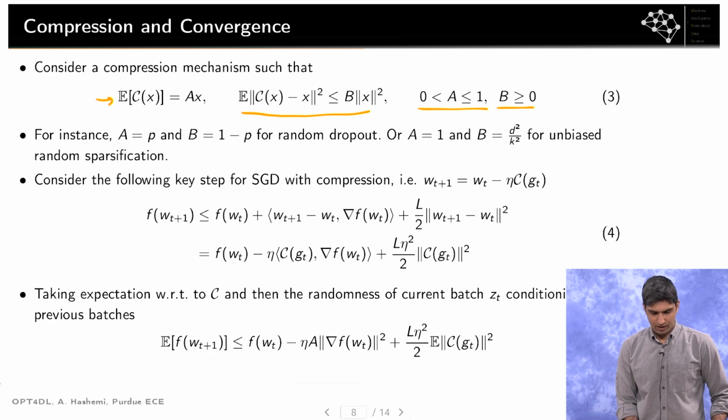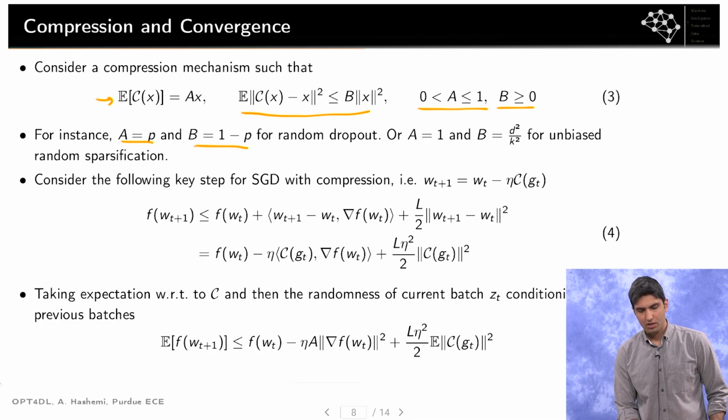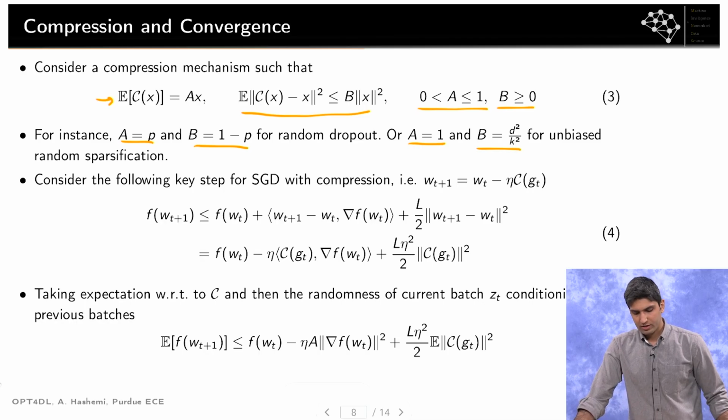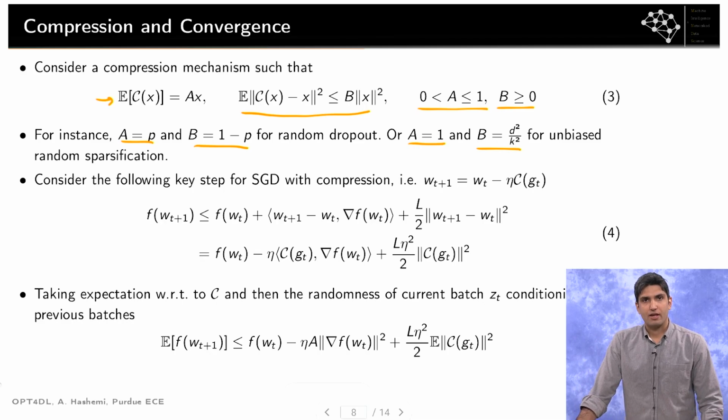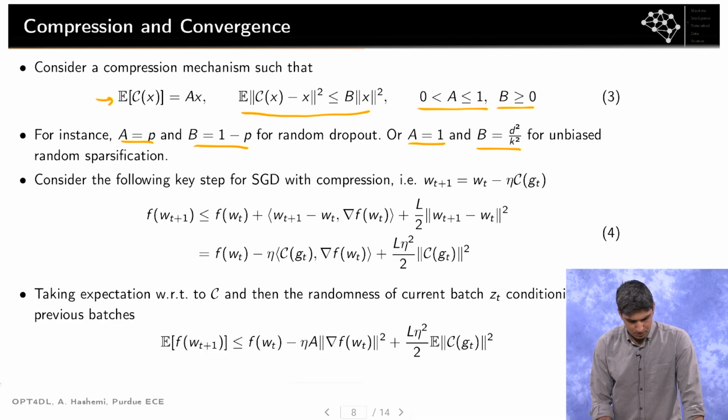For instance, if I let a be p and b be 1 minus p, I'll get back random dropout. Or if I let a be 1 and b be d squared divided by k squared, I'll get the unbiased random sparsification. All right, so let's say that we have a compression mechanism and we are integrating that with SGD, and we want to see the impact on convergence.